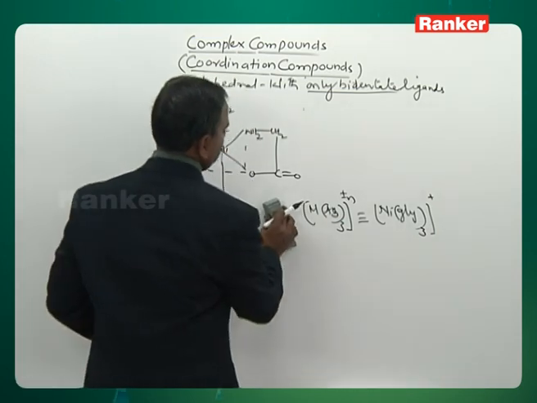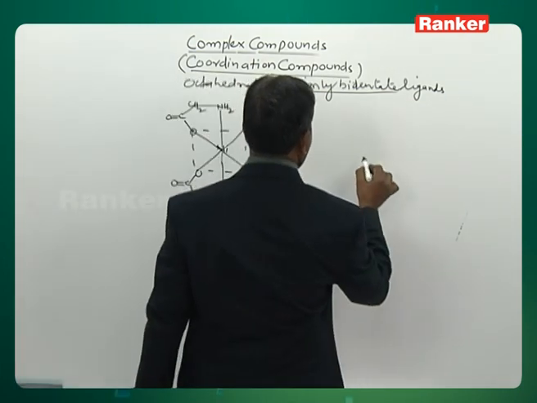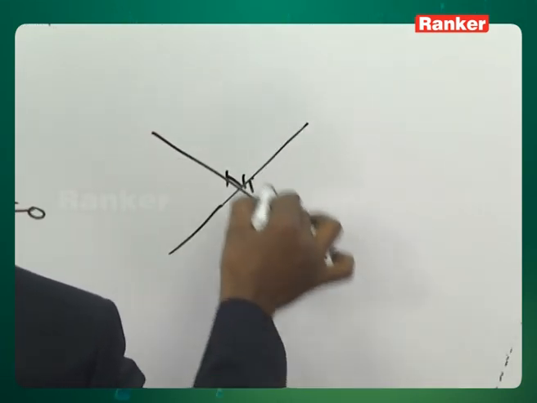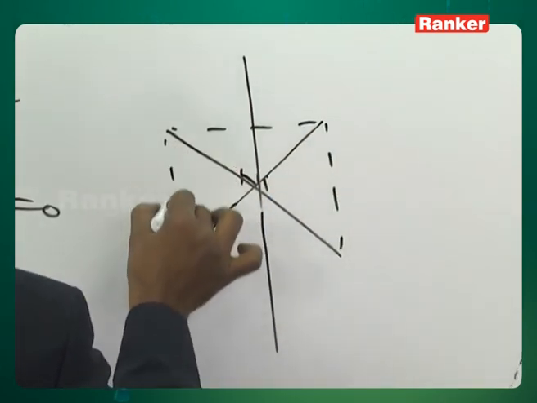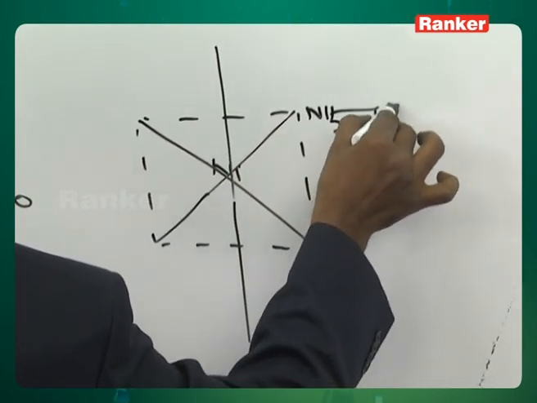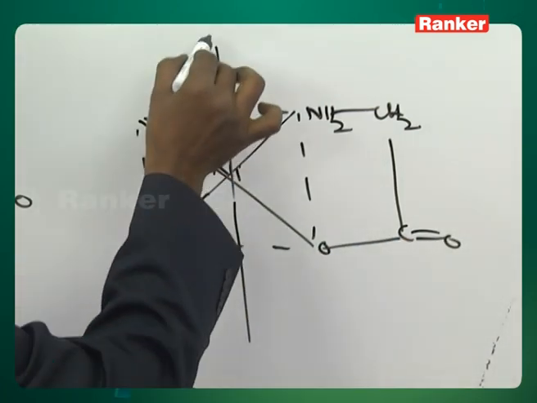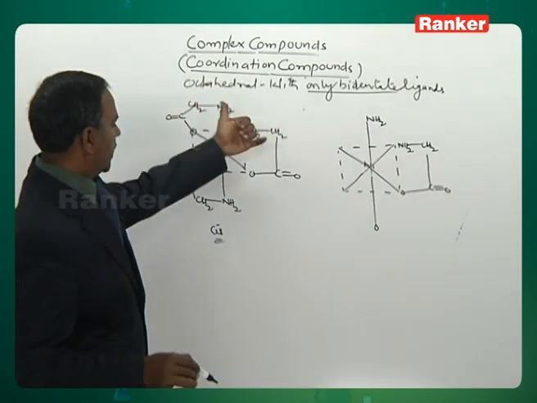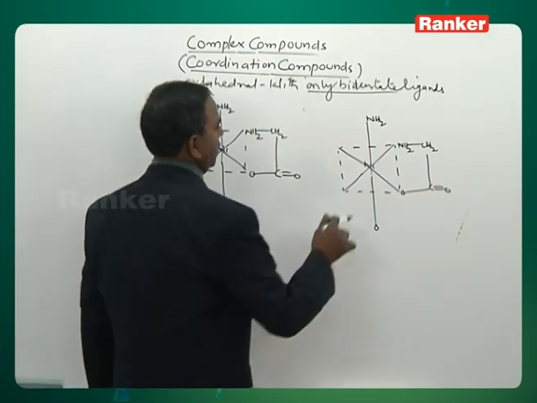This part I am removing. Write this one as a cis. Trans geometry I am showing on the board. Two different donor atoms we write in the axial positions. See, identical donor atoms, that is cis. Different donor atoms, that is trans.